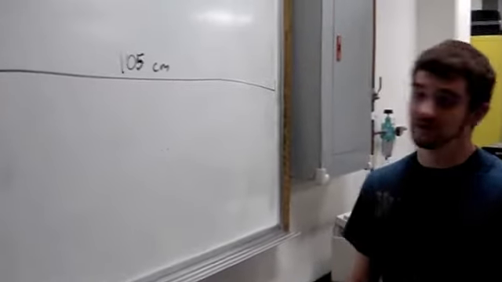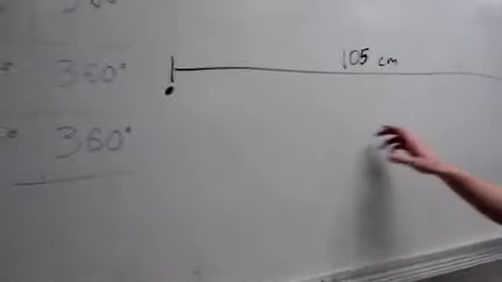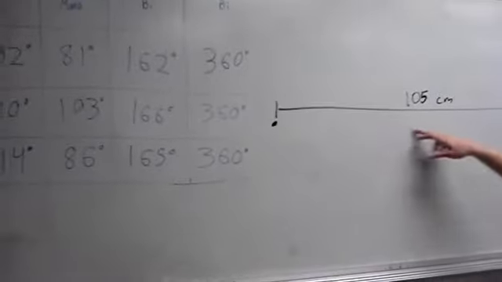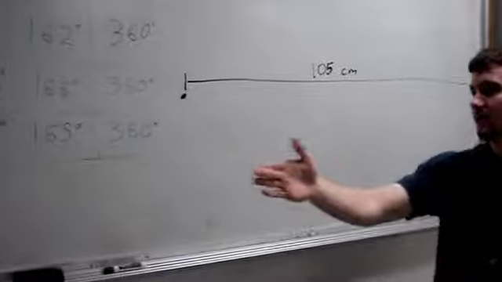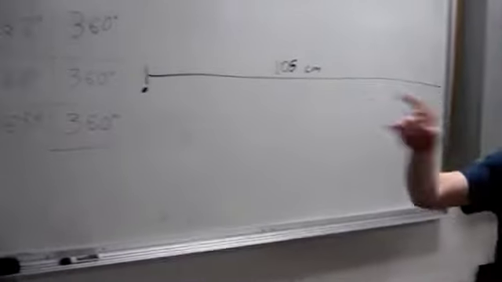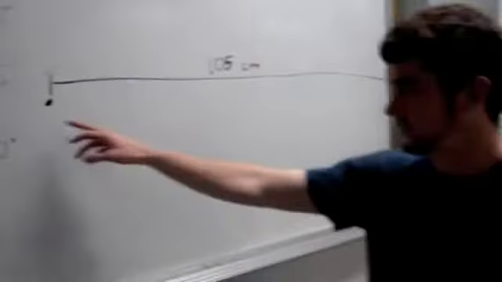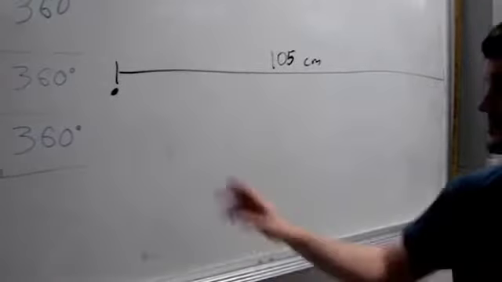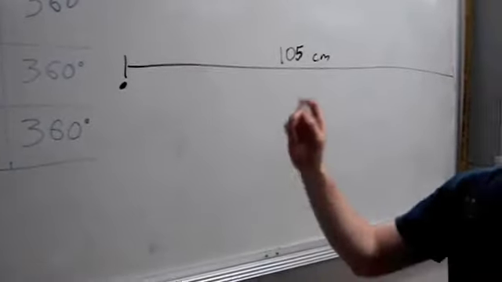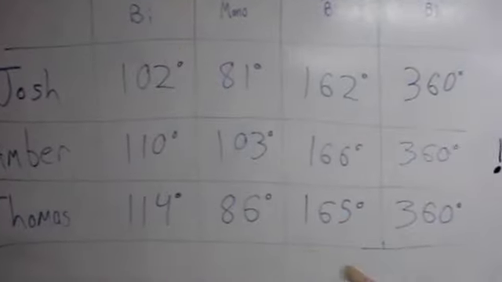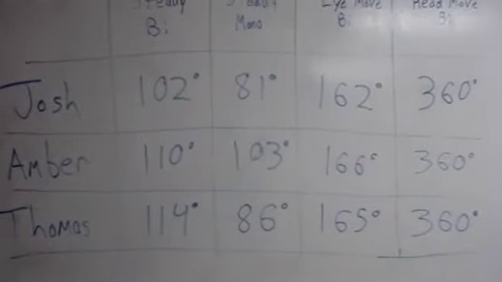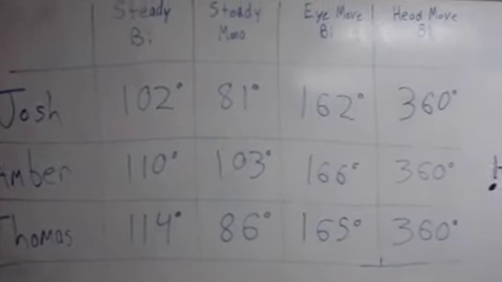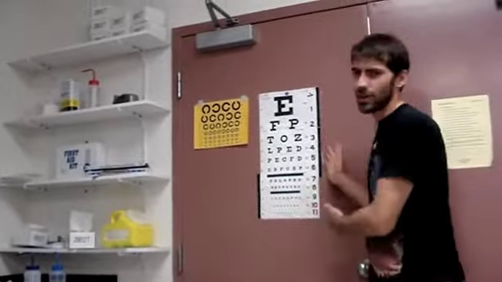This is our test to measure the field of view of our eyes. We looked at the spot here in the center of the chalkboard, or the whiteboard. This distance is 105 centimeters. Then we walked back until we could see both edges of the whiteboard. We did this with steady binocular vision, where we kept our eyes focused here, steady monocular vision, where we kept one eye focused here, binocular vision, where we could move our eyes in our head, and when we could move our head. So these are the values we got, Josh's values, Amber's values, and my values for those four respective fields of view.